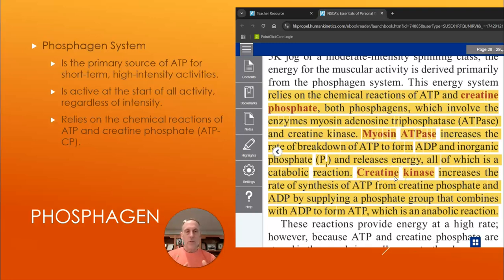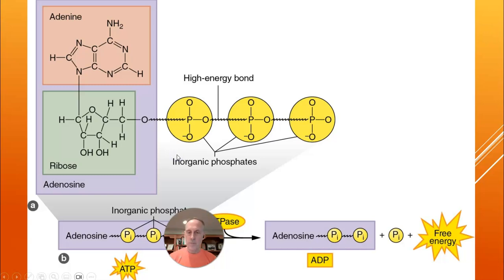Creatine kinase increases the rate of synthesis of ATP from a creatine phosphate and ADP. So we have adenosine diphosphate and a creatine phosphate that come together to give us ATP, which is an anabolic reaction. Again, there's so much that goes into this, but it's a lot of back and forth in terms of catabolic, anabolic, anabolic, catabolic. We're breaking things apart to get energy. We're putting them back together to store energy, however you want to visualize it.